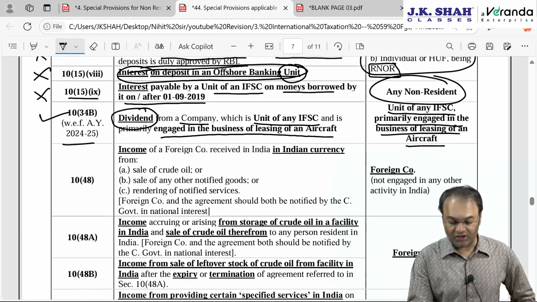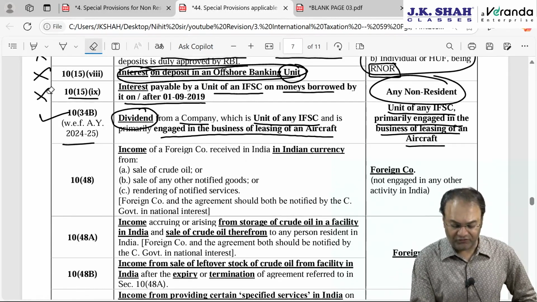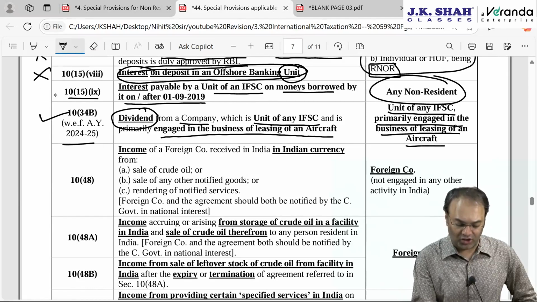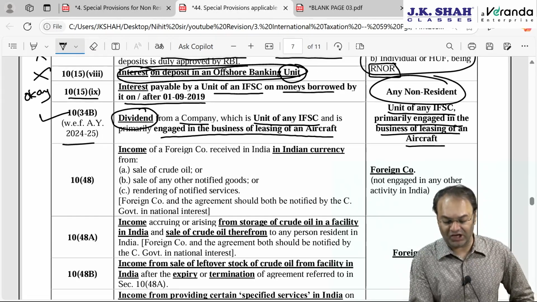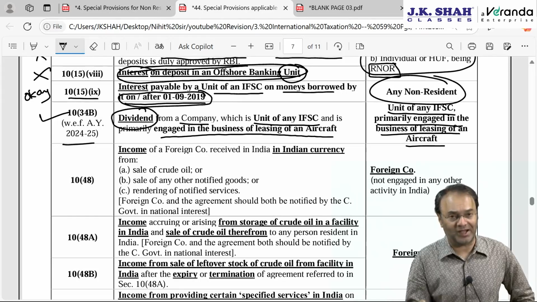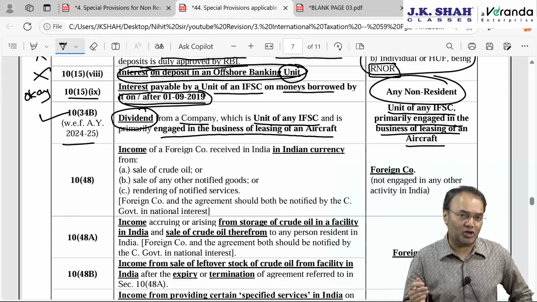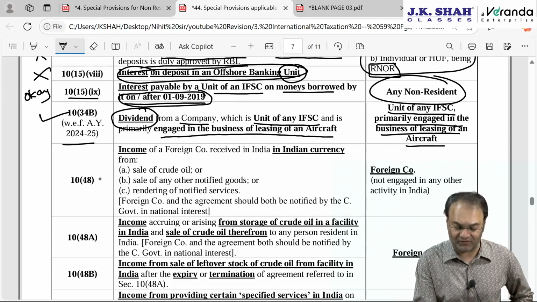Okay, 10.34B we are done with. Okay, let's do one thing. This 10.15 subclause 9 is not totally unimportant, slightly important. Okay. But remember, lifetime, this date you will have to remember, lifetime interest will be exempt once this condition of borrowing on or after 1st September 19 is satisfied.